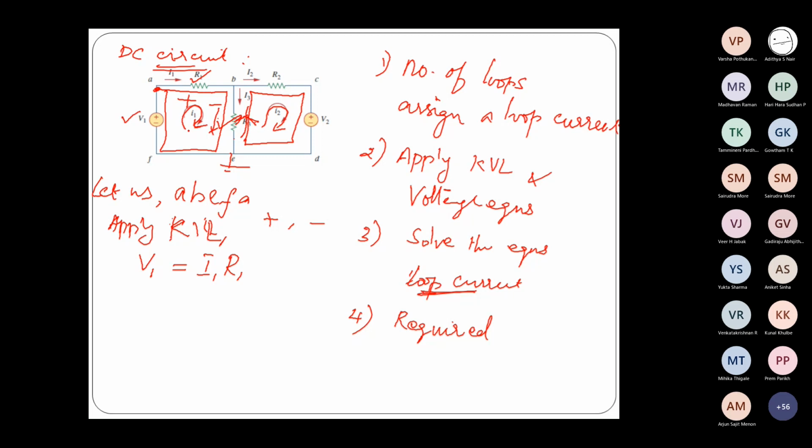So now we are writing a KVL for this particular loop. As far as this current direction is concerned, I1 is the same, but I2 is opposite. So it's going to be I1 minus I2, sorry, small letter, no? So I1 minus I2 into R3. So that's all, simple. So we have written the KVL. Okay, in the same way we can write the KVL for loop 2 also.